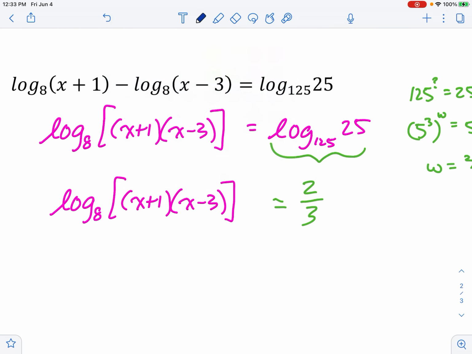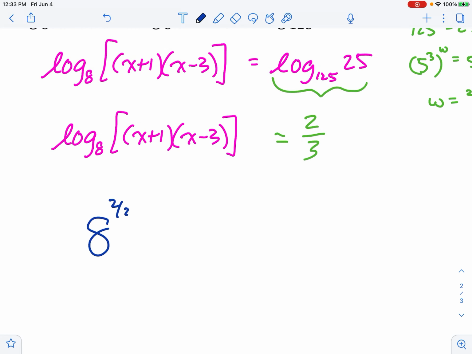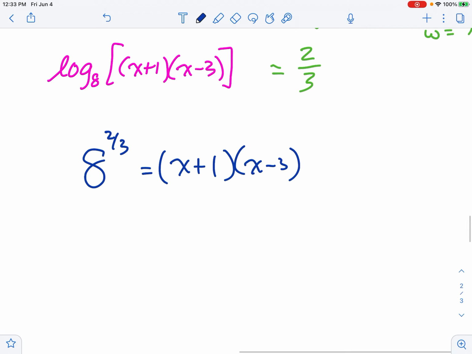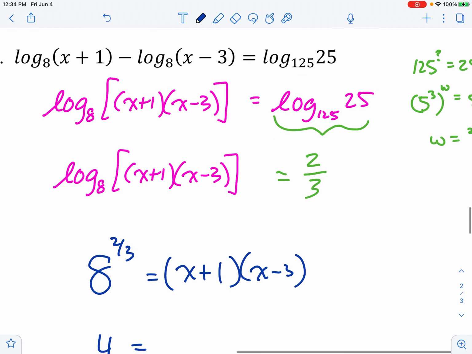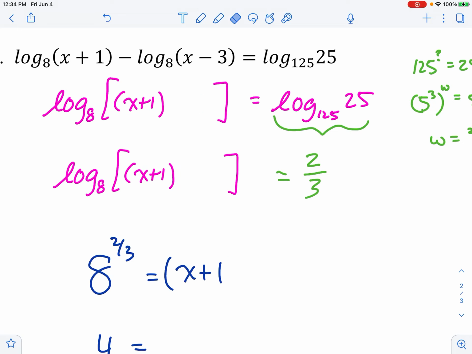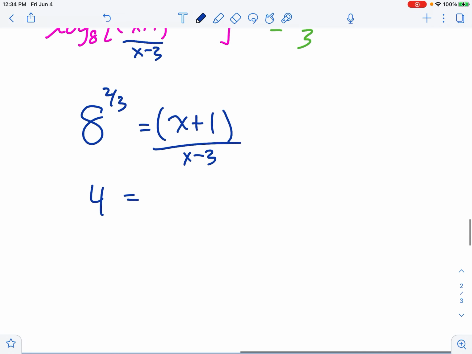Last step here. 8 to the 2/3 is equal to, well, I have x plus 1 times x minus 3. I'm going to take the cube root of 8, and then I'm going to square it. That's going to give me 4. Oh, I did the wrong rule. Whoops, hold on. Sorry, everyone. All right. Okay, here we go. I'll fix that. Divided by x minus 3. Here we go. Much better.